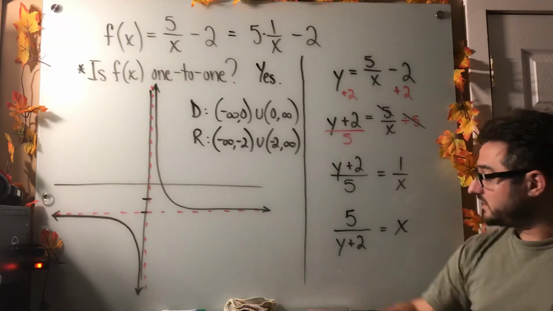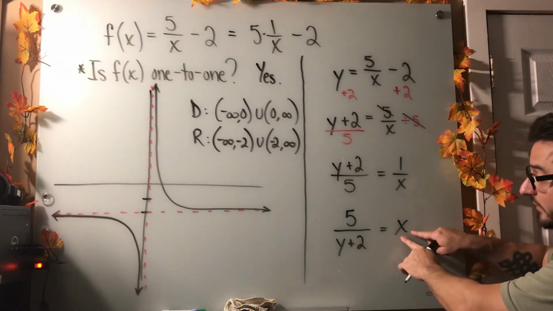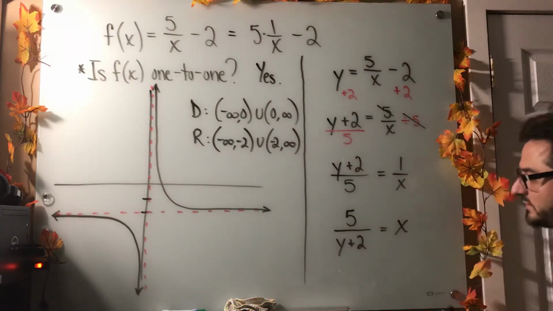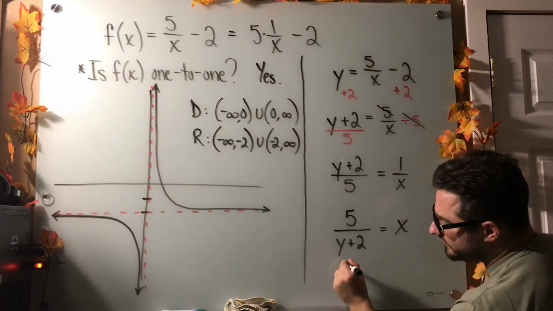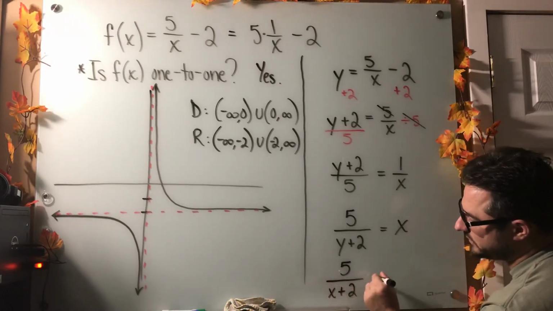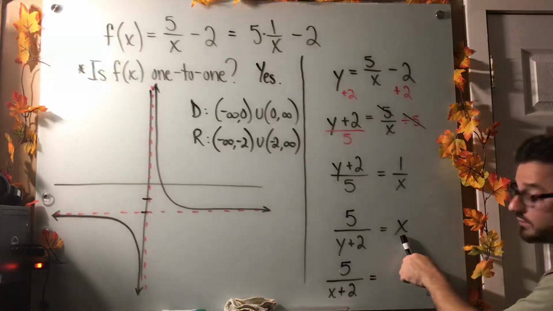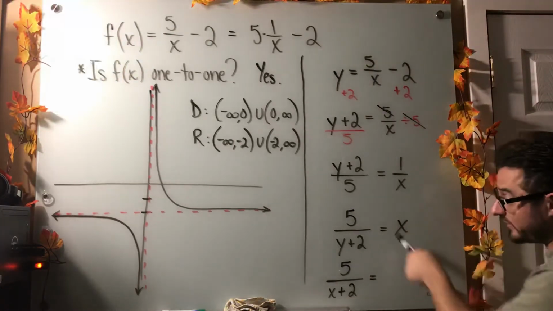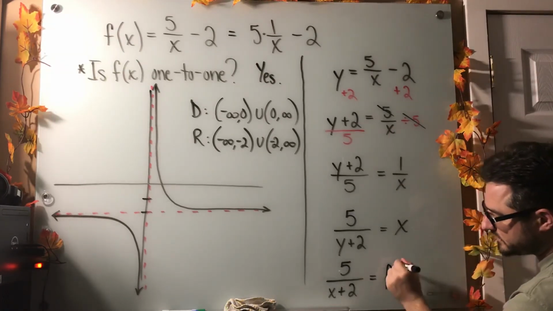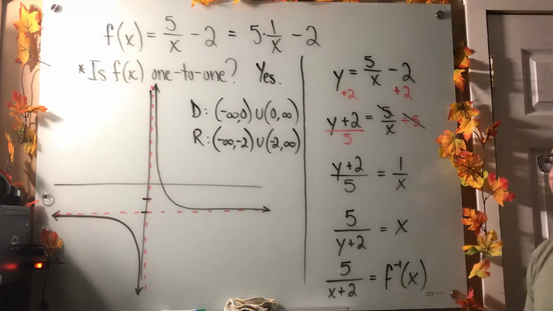So, as in the previous example, and as we will always do at this point, now that we have solved for the output variable of the inverse function, we're going to flip-flop those and use function notation. So 5 over x plus 2 is equal to, well, when we use function notation, we don't usually use the variable for the output. We usually use something like this. So this is our inverse function.